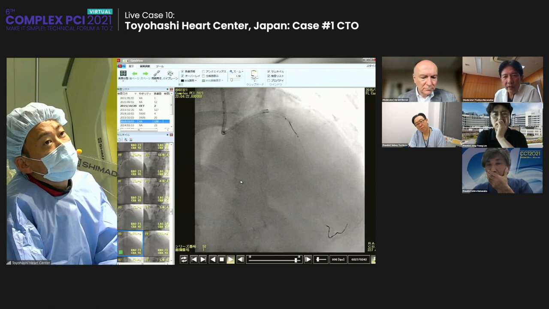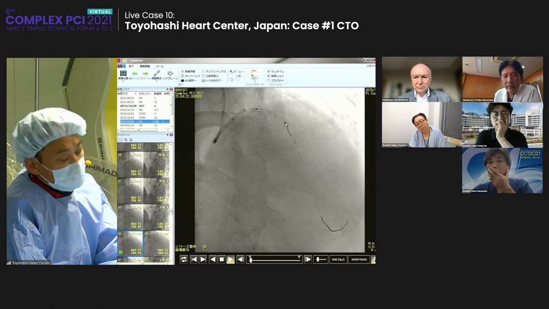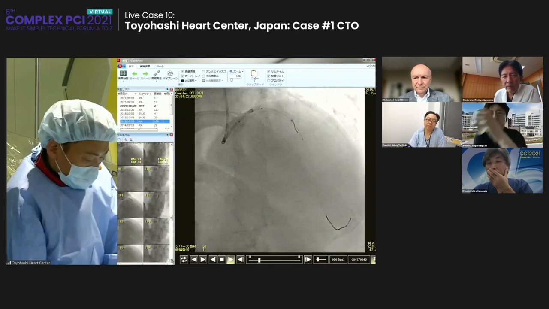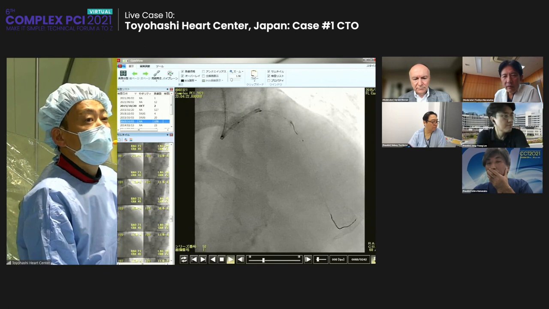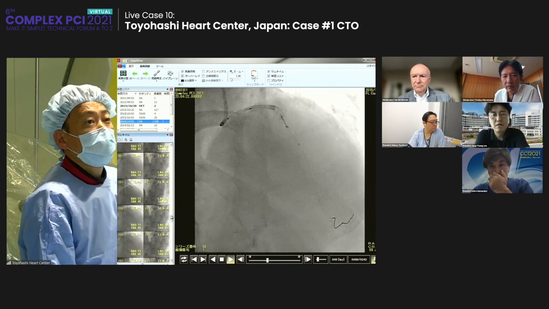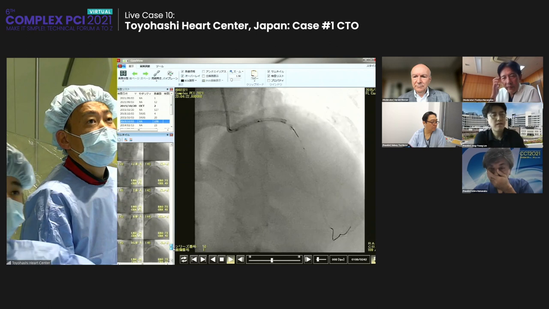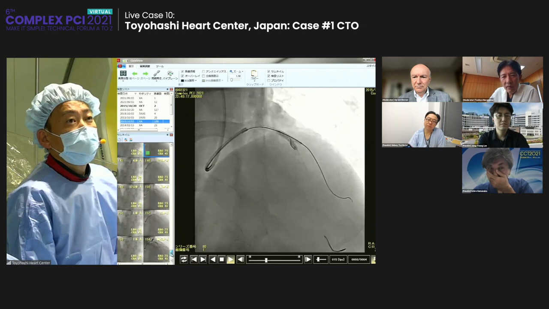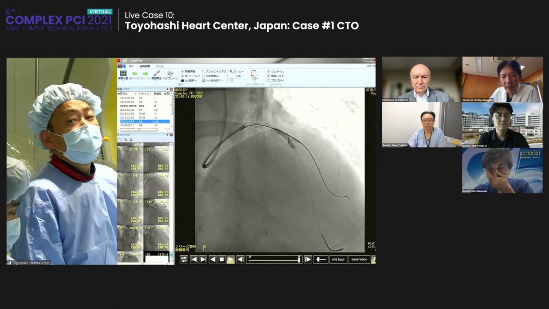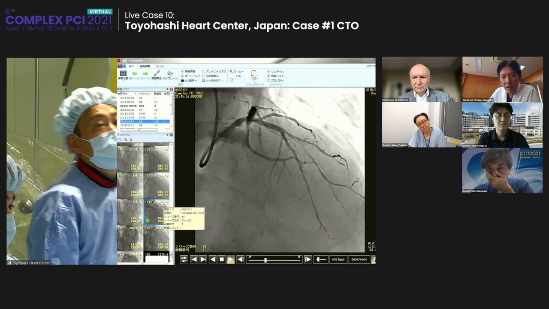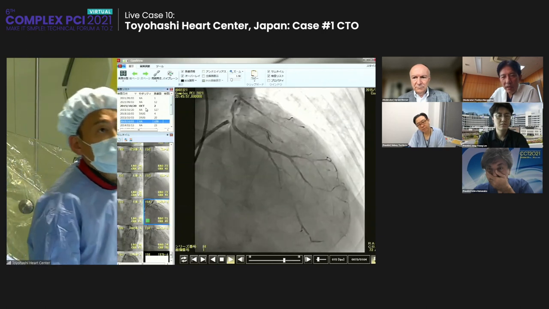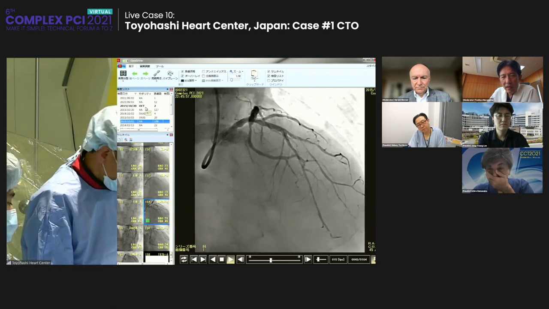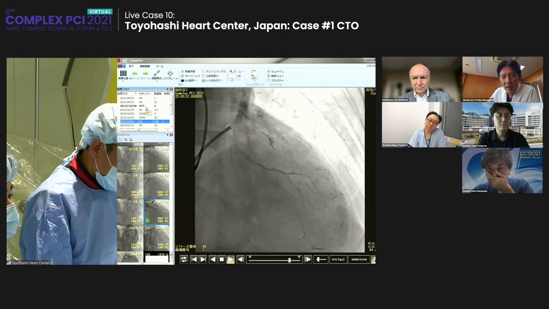Now it is removed, but the tip of the filter wire was remaining. Balloon dilatation was performed after that, and the stent was fully dilated. This is the final image, so the stent is in this form after this procedure. Two weeks later, we checked this stent with OCT.